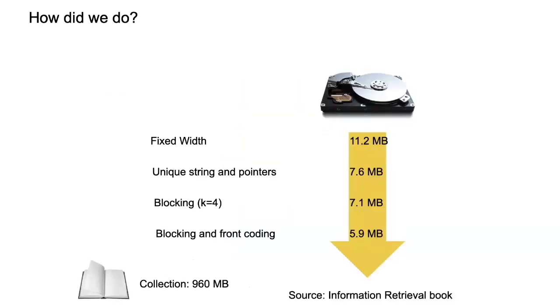Okay, so that's great. So what do we gain here with this approach? With the fixed width, we would be at 11.2 megabytes. That's an example on a specific collection of 960 megabytes, but it's just to give an impression. So we had 11.2 megabytes. If we use these unique strings and pointers, this huge string with the pointers to the beginning and end of the terms, we are down to 7.6. That's when we went from 20 to 11, remember? Then the blocking from 7.6 to 7.1. Again, it's not a surprise because I told you there's this 11 and the best we can get is 9.